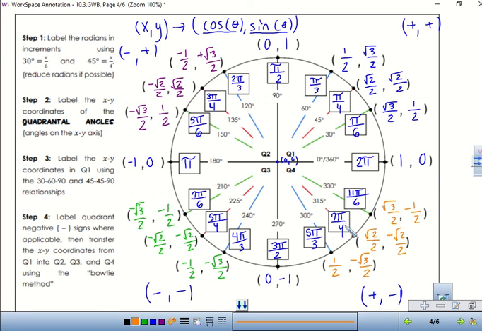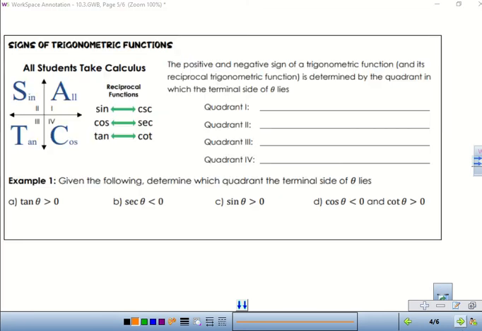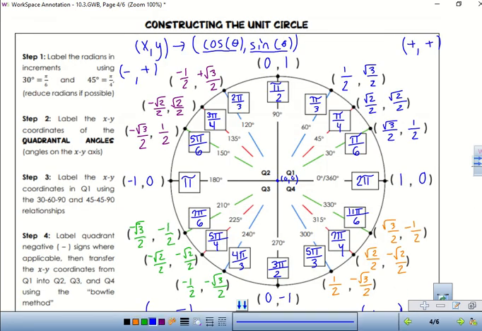Fantastic. Even better. Alright. So now we're going to talk about signs of trigonometric functions. I'm sorry, could you go back to like 1 second? Yeah.